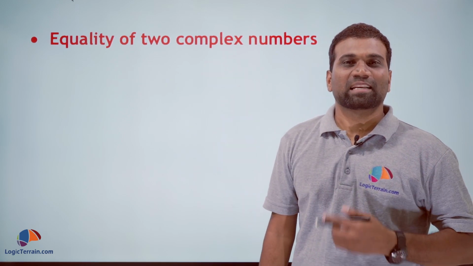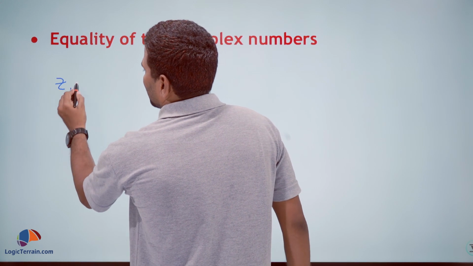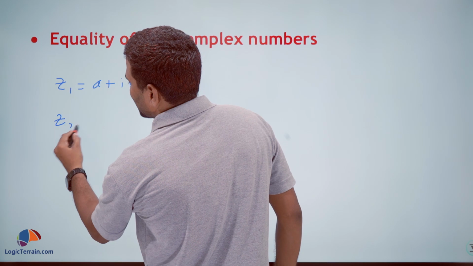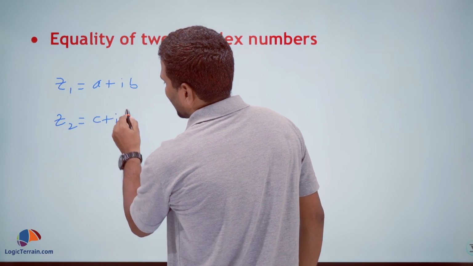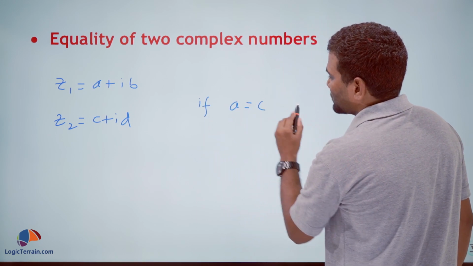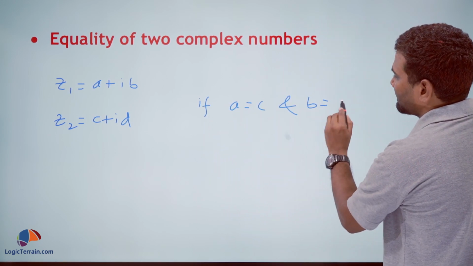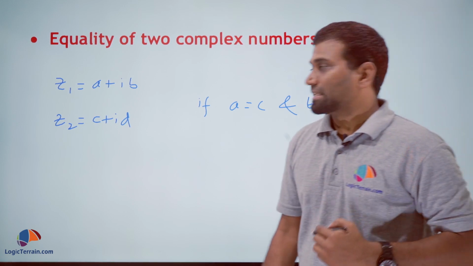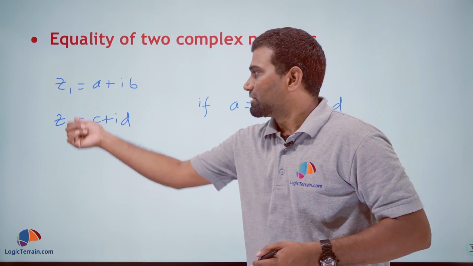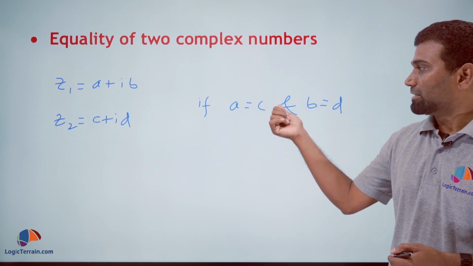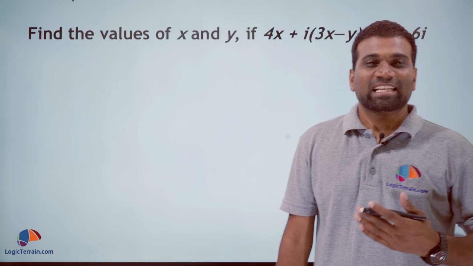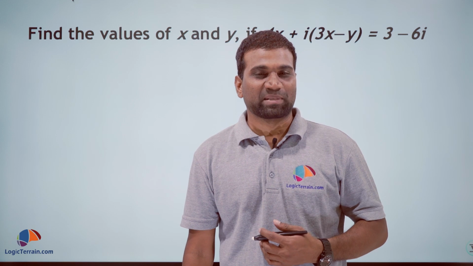Now equality of two complex numbers. Let two complex numbers z1 = a + ib and z2 = c + id be equal if a = c and b = d. Then we say that z1 = z2. In other words, when z1 = z2, then a = c and b = d. Now let us solve some examples based on equality of complex numbers.